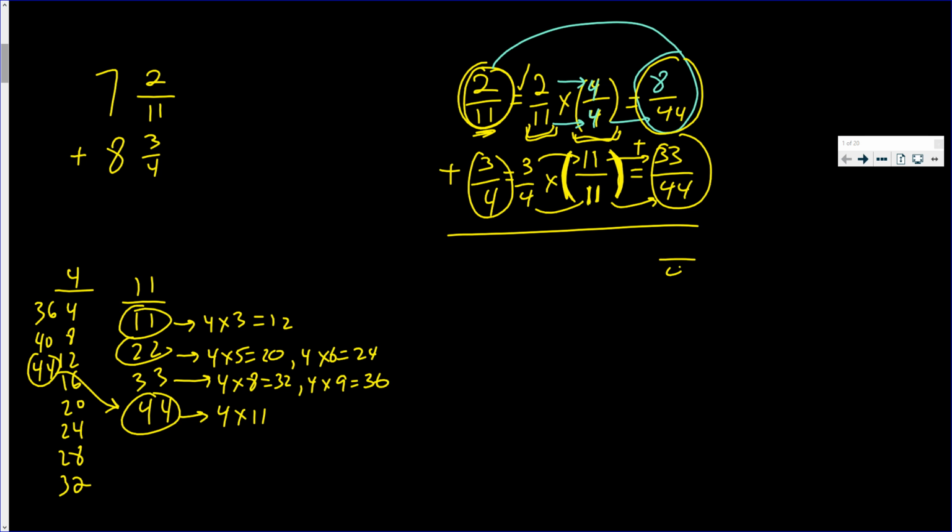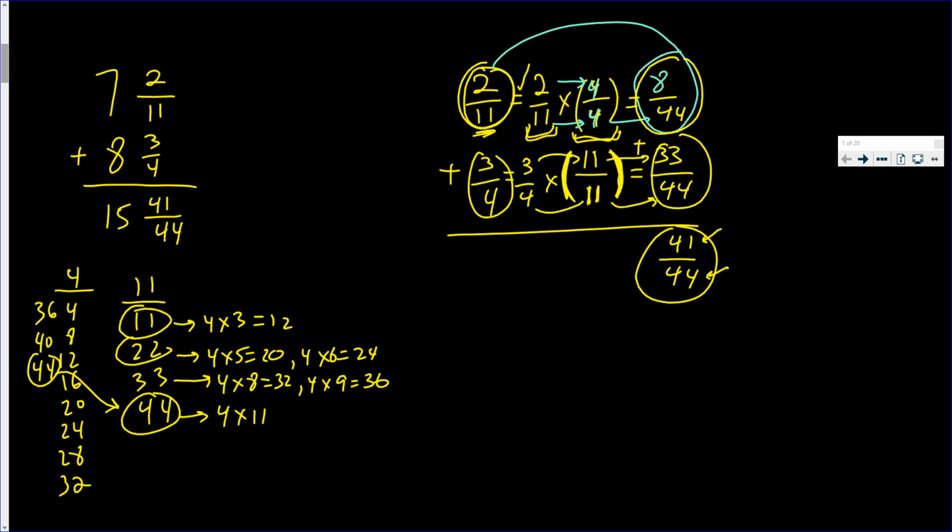Since they have common denominators and we're adding, we keep the denominator and we add the numerators, which is 41. So when I add those fractions, I get 41 over 44, and the whole numbers I get 15. And before you say that you're done with the fractional part, ask yourself if you could reduce it.